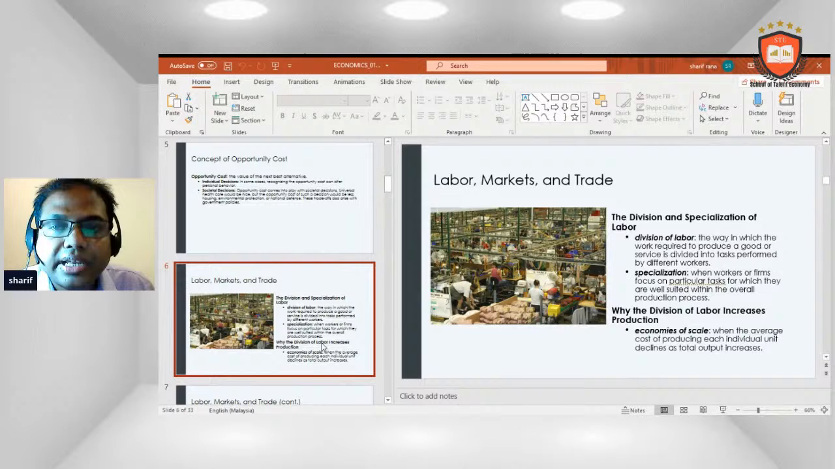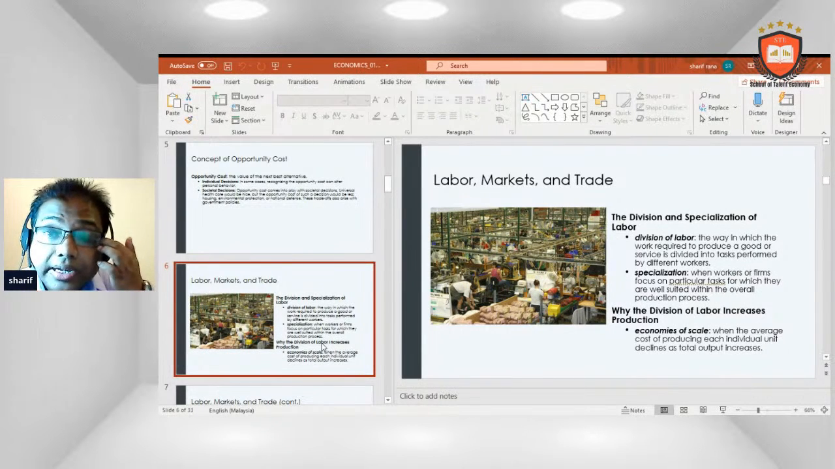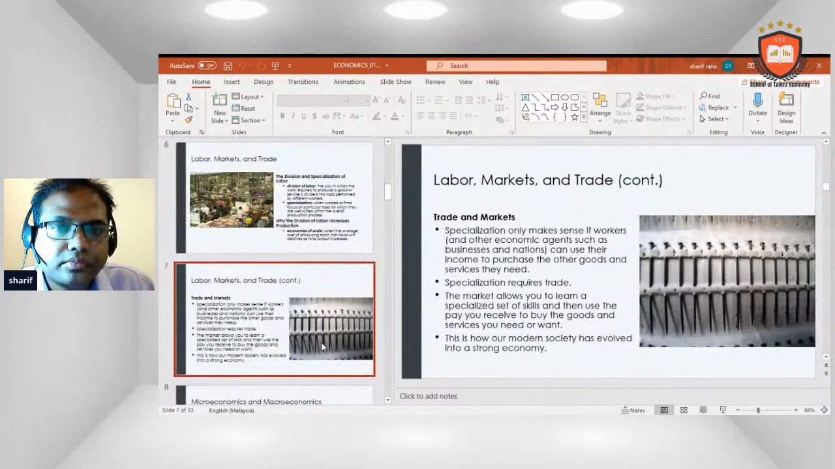Labor markets and trade: the division and specialization of labor. Division of labor is the way in which the work required to produce a good or service is divided into tasks performed by different workers. Specialization is when workers or firms focus on particular tasks for which they are well suited within the overall production process. Why does the division of labor increase production? Economies of scale: the average cost of production of an individual unit declines as total output increases.